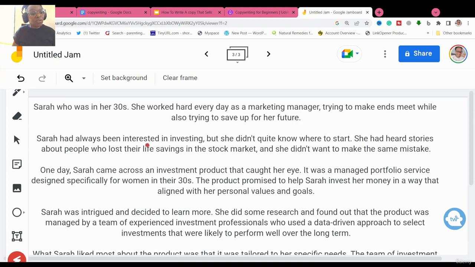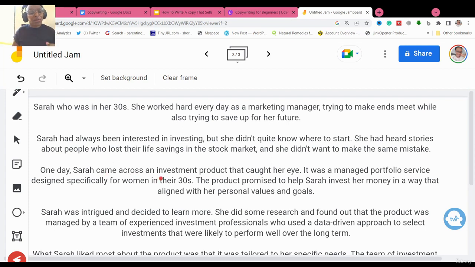So Sarah had always been interested in investing, but she didn't quite know where to start. This is an objection. She didn't know where to start, but she was interested. She had heard stories about people who lost their life savings in the stock market. This is also an objection or a concern. I'm concerned about losing my life savings in the stock market, and I do not want to make the same mistake that other people have made. This is an objection. Make sure that you are addressing it in your story so that I can connect with it.